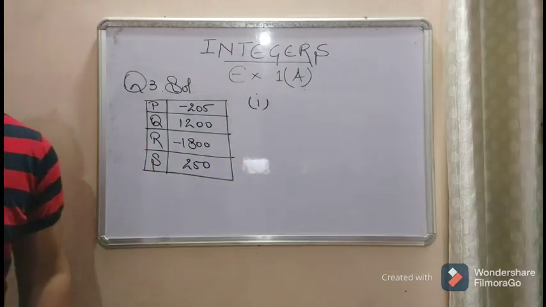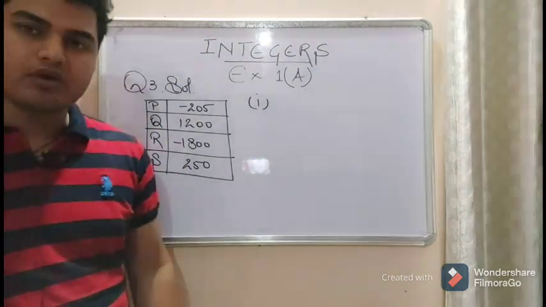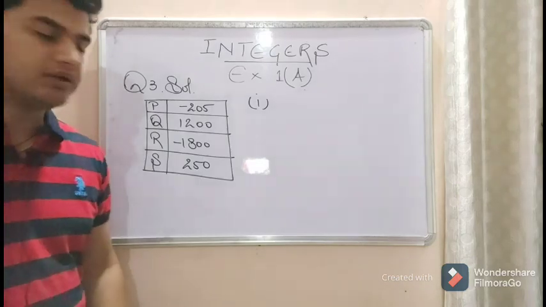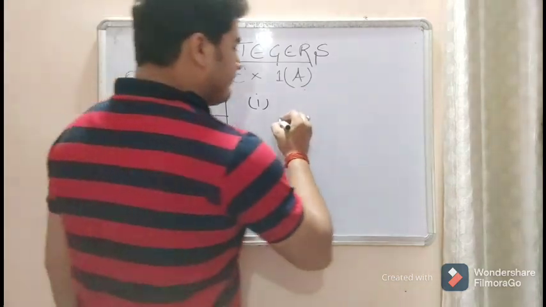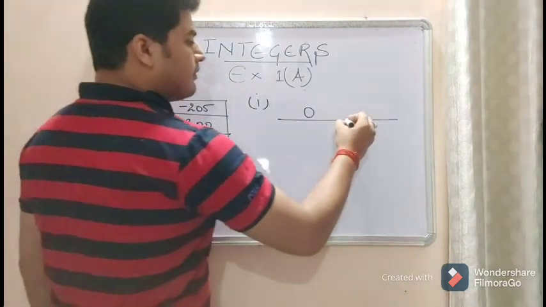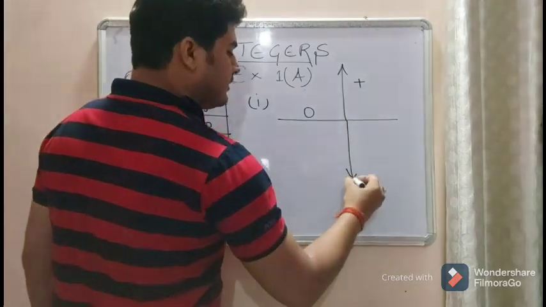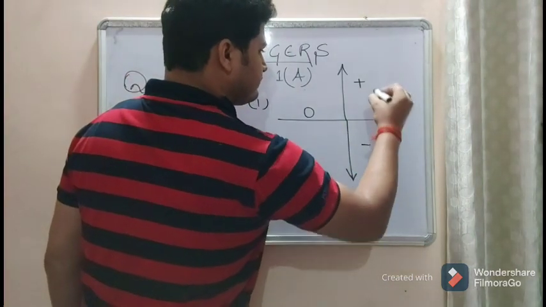So the first question is asking which location is the farthest from the sea level? Sea level means the zero level. If you are going above the sea level, the value is going to be positive, and if you are going below the sea level, the value is going to be negative.